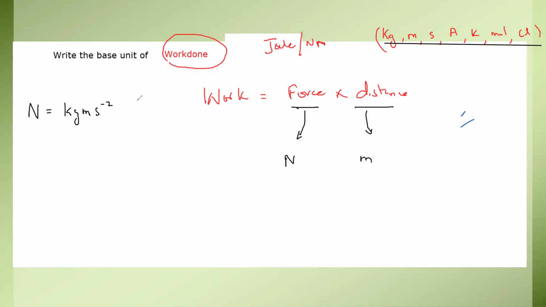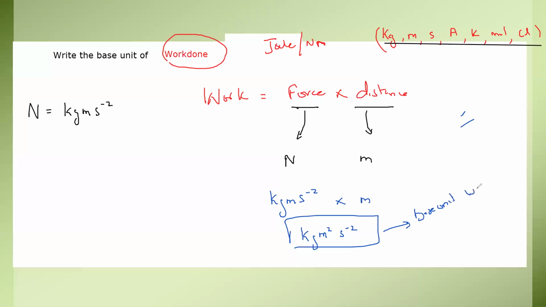So Newton is actually kilogram meter second raised to power minus 2. So in place of Newton, I can write kilogram meter second raised to power minus 2. And this is already an SI base unit, meter. So when we simplify this, it will turn out to be kilogram meter square second minus 2. So kilogram meter square second minus 2, it's actually a base unit of work.